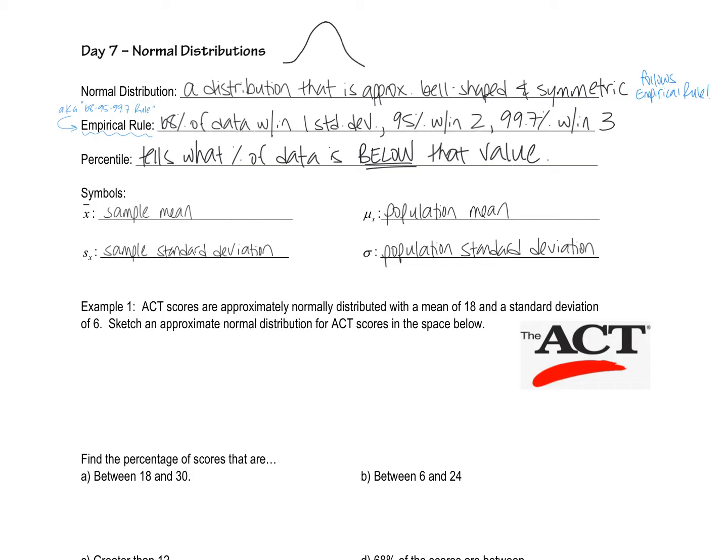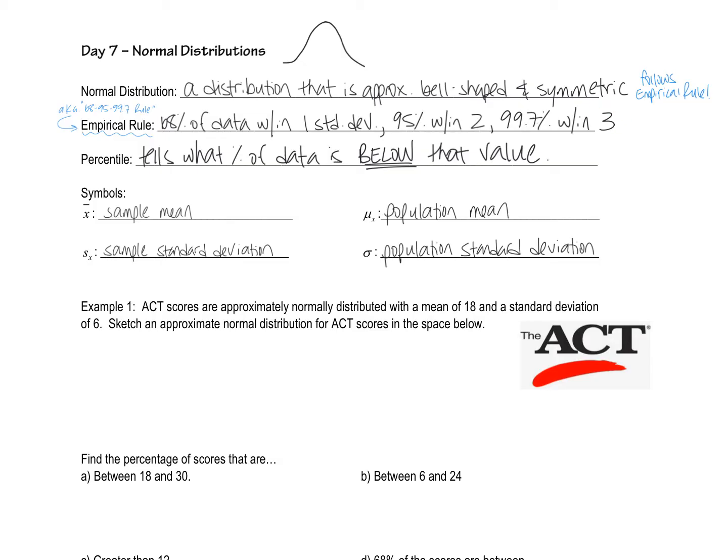We have the empirical rule here. This might be something that you've heard of before, or maybe you've seen these percentages before: 68, 95, 99.7. The empirical rule is also called the 68, 95, 99.7 rule. And what that means is that 68% of the data fall within one standard deviation of the mean, 95% within two standard deviations of the mean, and 99.7%, almost 100, within three standard deviations of the mean.